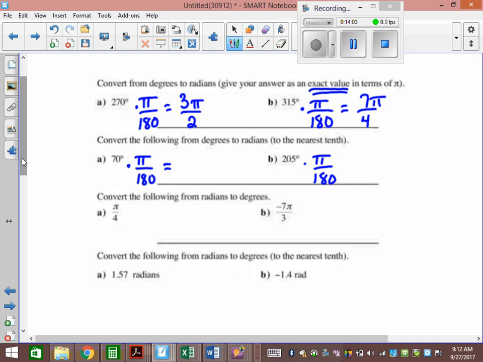So what is it actually? Okay. 205 times pi over 180. 3.6. Perfect.